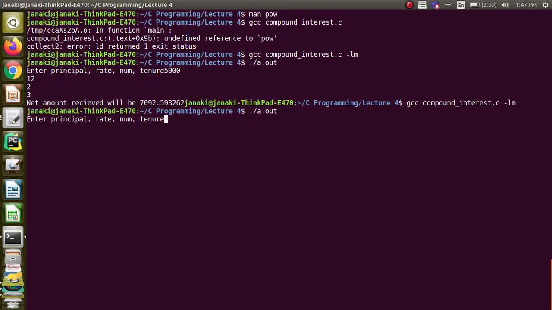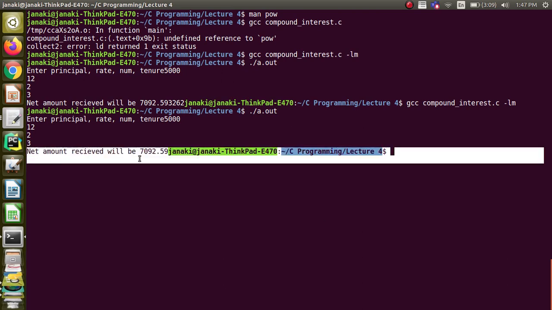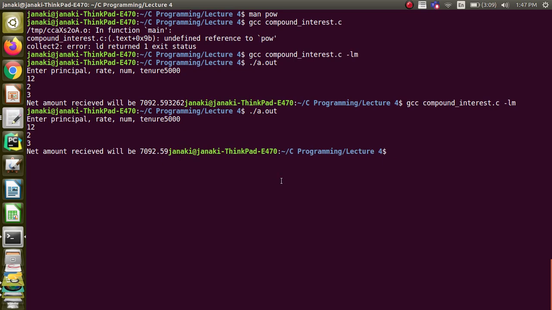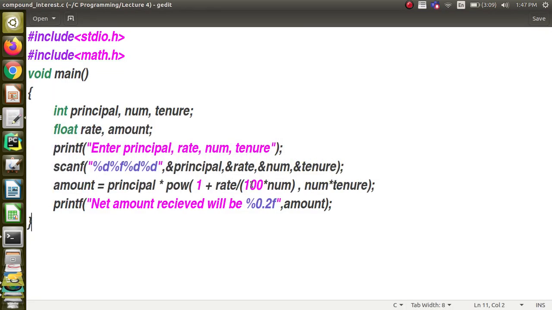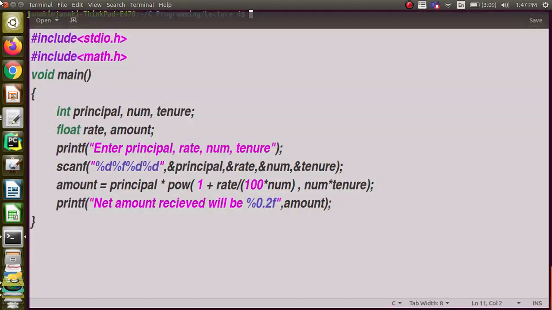Let me compile it and execute it. Let me give the same value. 5,000 is the principal, 12% interest, half-yearly compounded, and then 3 is the number of years. So you will see that the way in which it is getting printed is different. Only 2 decimal places are getting printed. Okay, so this is about the power function.